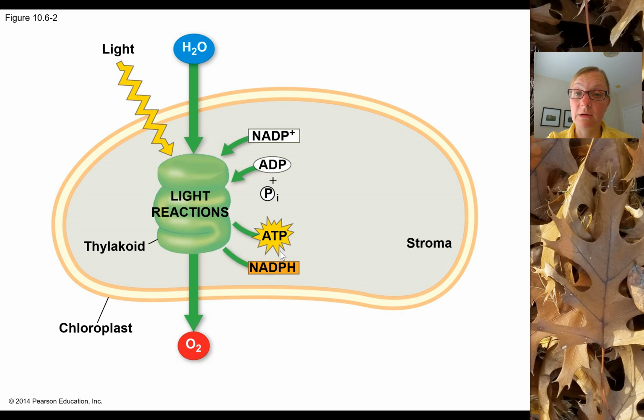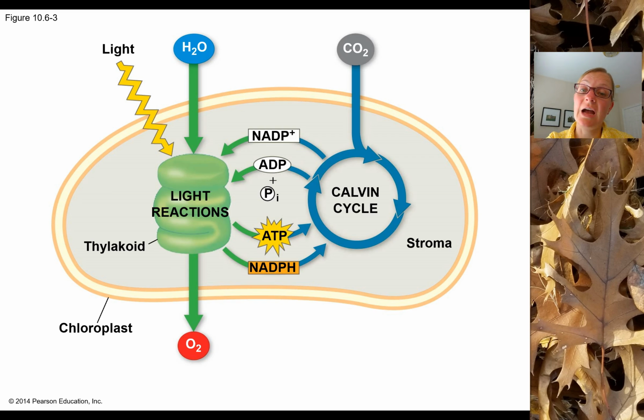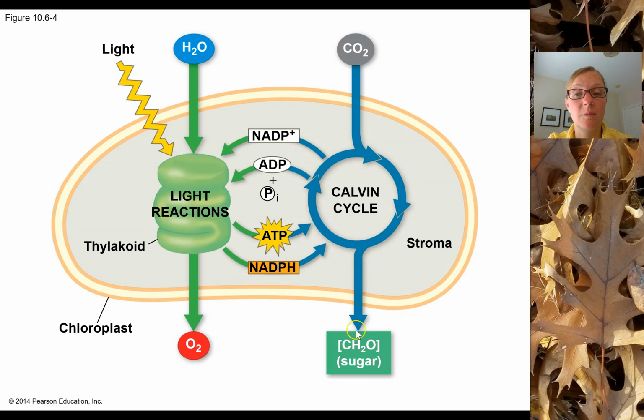That's only half the battle, right? We haven't made any sugar yet. All we did is we converted this light energy and we stored that light energy in chemical form in ATP and those high energy electrons that we've given to NADPH. So now the second half of photosynthesis takes place out here in the stroma, where we've got the Calvin cycle. The Calvin cycle will use carbon dioxide from the atmosphere, and then the energy from the ATP that was made by the light reactions, and the reducing power, those electrons from NADPH, to build organic molecules.